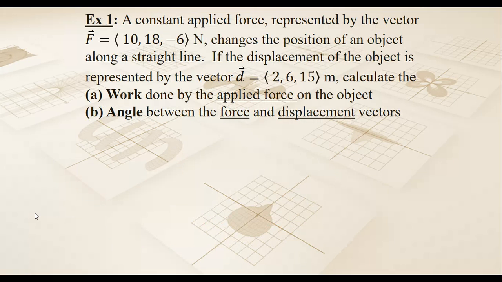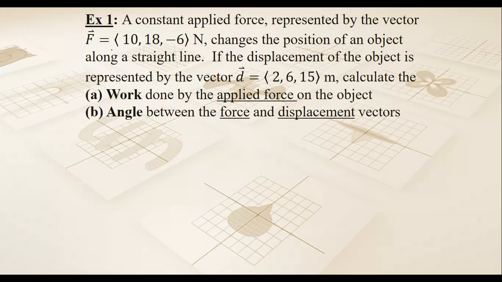Okay, so let's do an example. So we have a constant applied force, which is represented by a vector. This is in three-dimensional space. Okay, we don't need to worry about what this looks like as much as just dealing with the actual vector math. So it's represented by the force vector, 10, 18, negative 6 newtons. And this force vector changes the position of my object along a straight line. It says if the displacement of the object is represented by the vector d, 2, 6, 15 meters, calculate the work done by the applied force on the object and calculate the angle between the force and the displacement vectors.